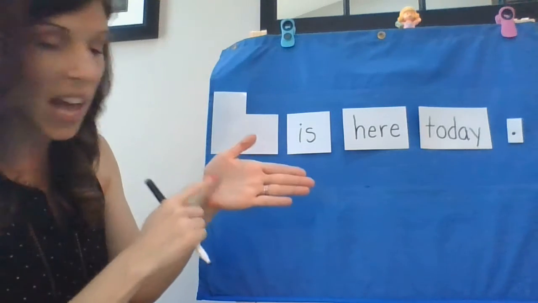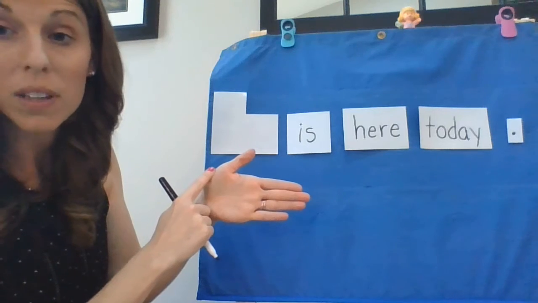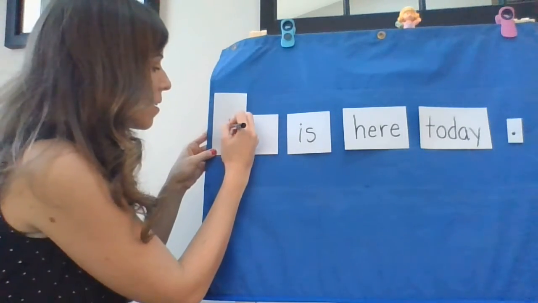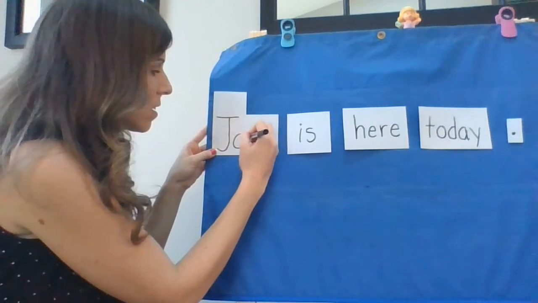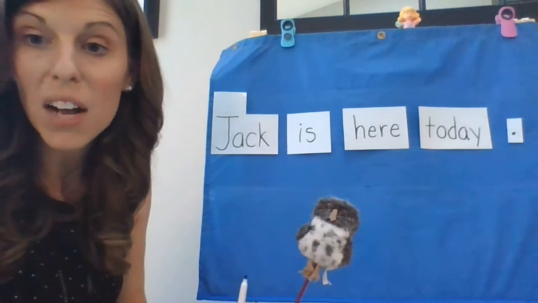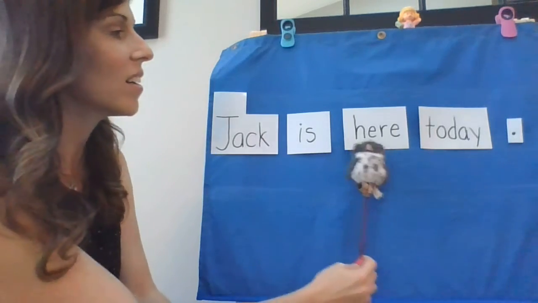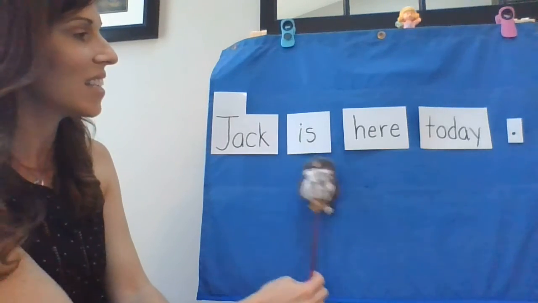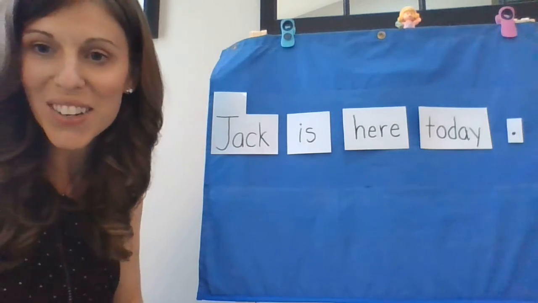All right, let's say Jack's name. Jack. Can you pretend that you have that tile in your hand? See if you can help me make that capital letter at the beginning of our sentence. Can you make that capital J with me? Here we go. We're going to add Jack's name to the beginning of our sentence. All right, Baby Echo will read first, and then you can be his echo. Jack is here today. Your turn to try it. Jack is here today.